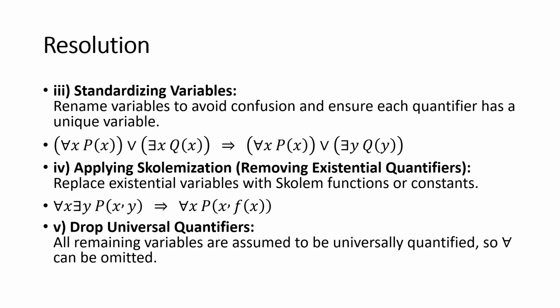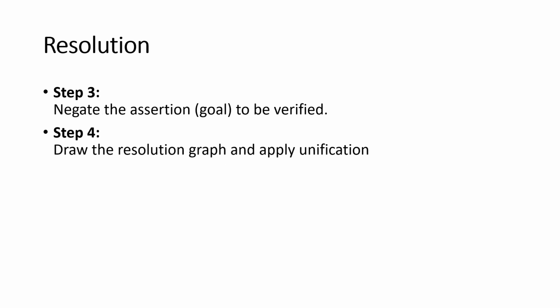The next one is dropping the universal quantifier. What is meant by dropping the universal quantifier? We have a lot of variables here, but we need to avoid the for all in the particular statement, depending on the condition. After following this process, the statement should be in a form comfortable for solving the resolution part. After step 2, we can directly go to step 3.